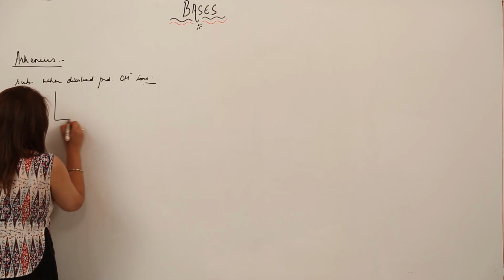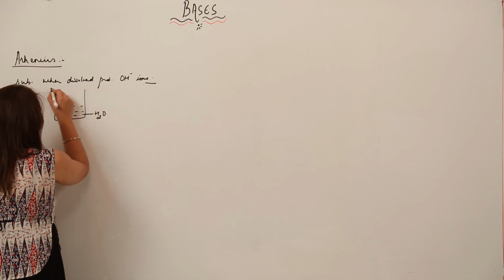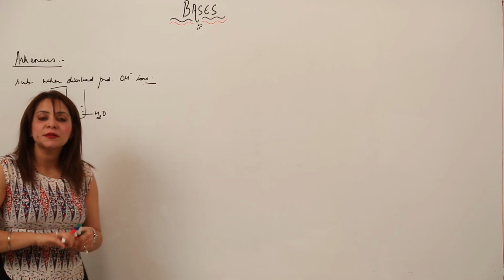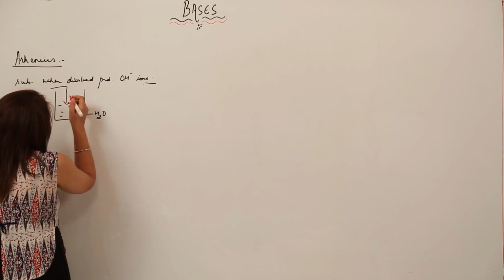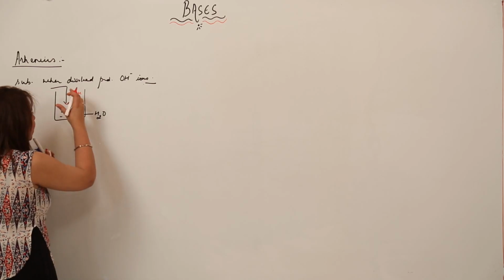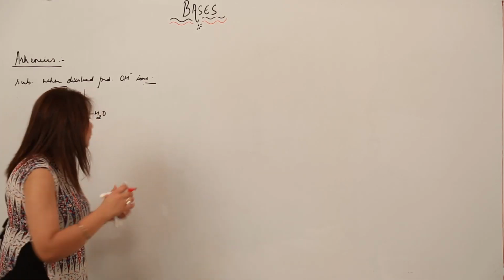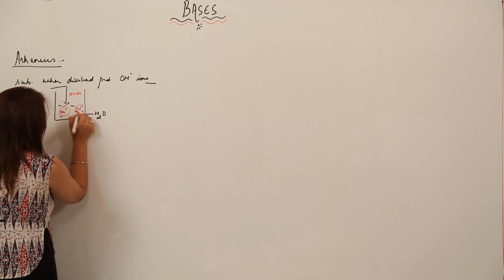Suppose I have a beaker in which I have water. I am adding a certain substance to water. Suppose I am adding sodium hydroxide to water. When we dissolve sodium hydroxide in water, what happens? It gets dissociated to form Na positive and OH negative.